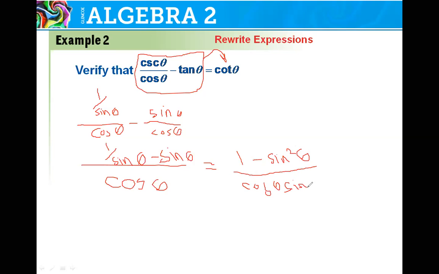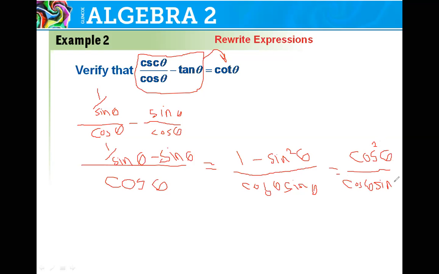Okay, what shall I do after that? 1 minus sine squared theta equals cosine square theta from the Pythagorean identity. So I change 1 minus sine square to cosine square over cosine theta and sine theta.